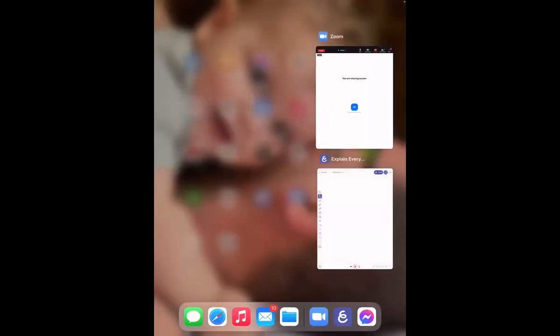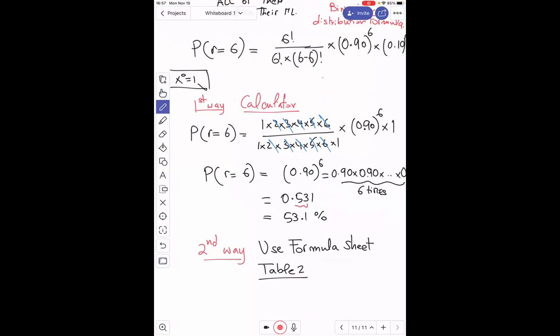Okay. All right. So I'm gonna share again my board. You see the board? Yes. Okay, perfect. So you get the answer here. This is 0.531 from the table. So you can just use this table number 2 in the formula sheet. All right, so next question, number 2.